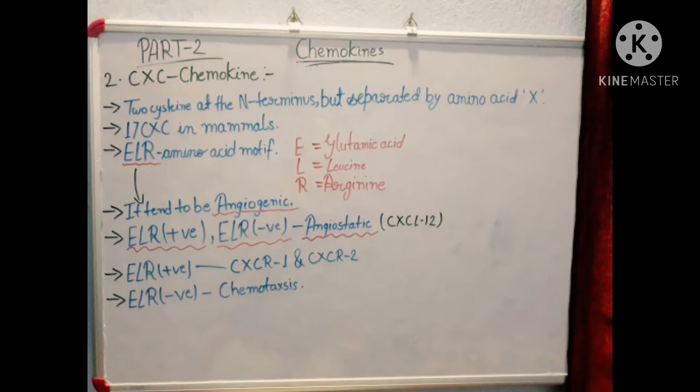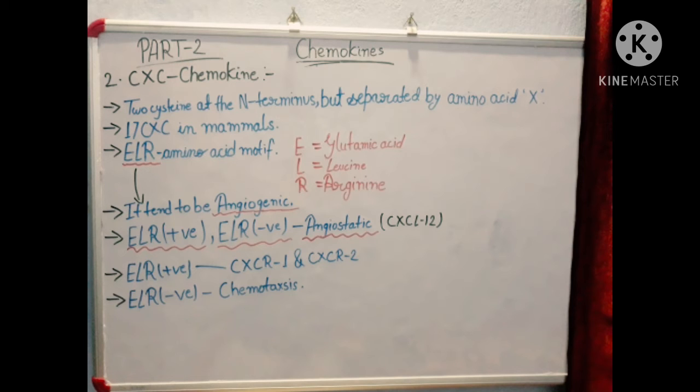ELR amino acid motif is a special type of amino acid motif. ELR is the short form of amino acids: E denotes glutamic acid, L denotes leucine, and R denotes arginine. And ELR positive and ELR negative are the two terms which we describe later.